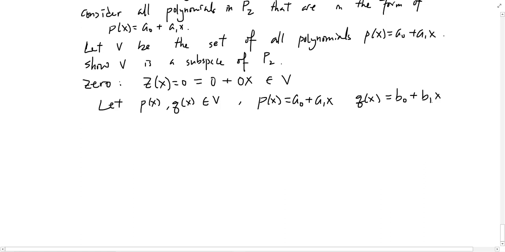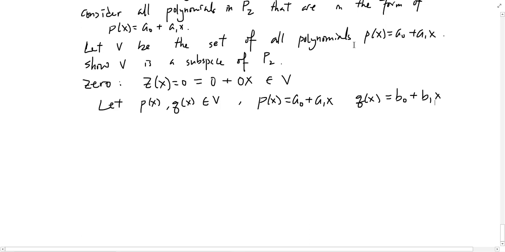You don't have to use a sub 0, a sub 1, b sub 0, b sub 1. You can use some other letter with some other subscript. However, I do recommend using subscript 0 and 1 just to be consistent with the way that the problem defines the property of what an element within V is. But you can definitely use different letters. I just like to use A and B.